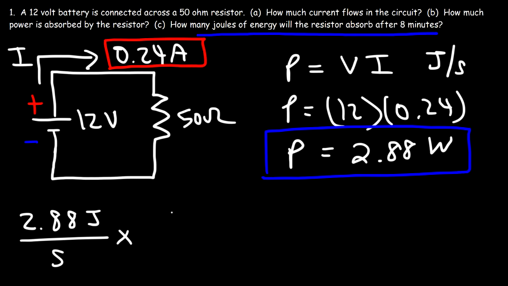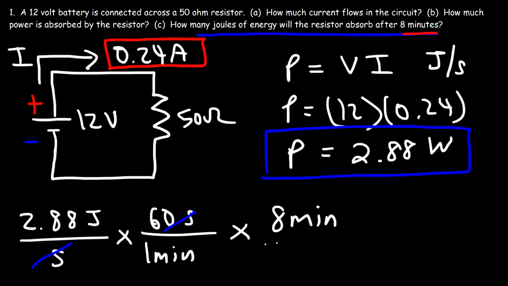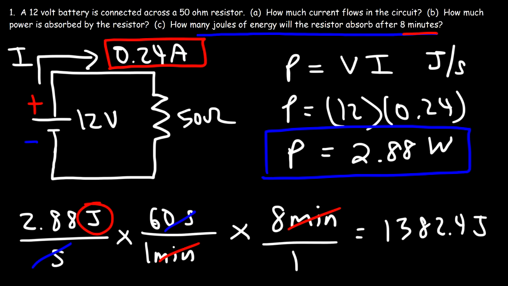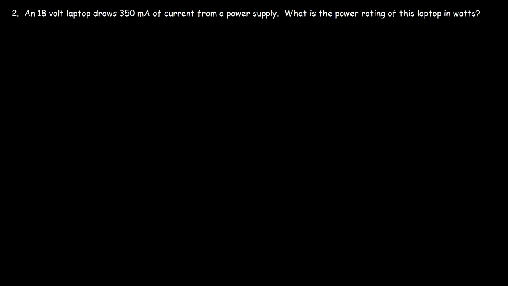Now let's convert seconds into minutes. So there's 60 seconds per minute. And so we have the power in joules per minute. So now we can multiply by the time, which is 8 minutes, and we can get the energy in joules only. And so now we can cancel the unit minutes, leaving us with the unit joules by itself. So it's going to be 2.88 times 60 times 8. And so this is going to be 1,382.4 joules. So after 8 minutes, the resistor will absorb 1,382.4 joules of energy.